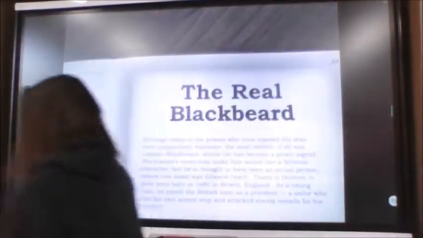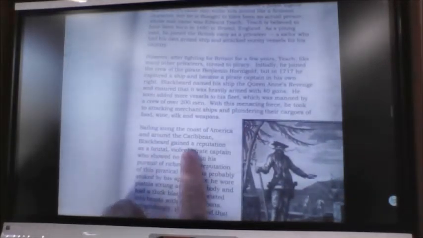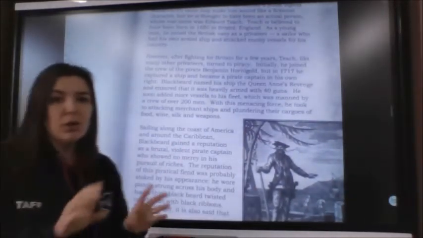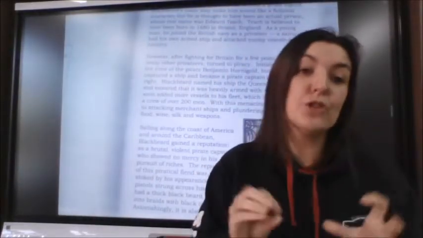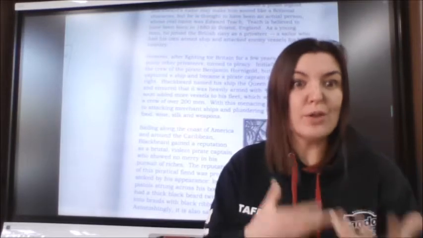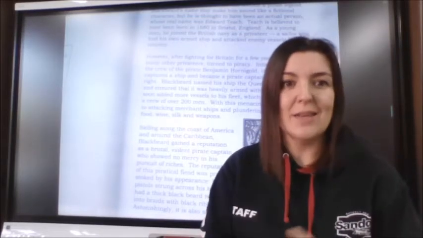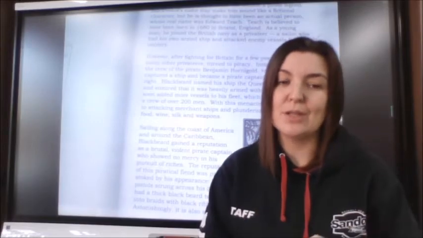So I'm looking for brutal captain. Oh, it says here that he had a reputation as a brutal, violent captain. So I'm going to look all around that part of the text for something that tells me that he's brutal. Now, if you've done the quiz, you'll know that brutal means violent, not very nice, no mercy. He's not a very nice person. So I'm going to have a look in the text for some evidence that shows that.